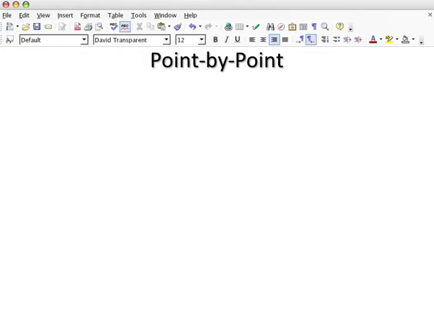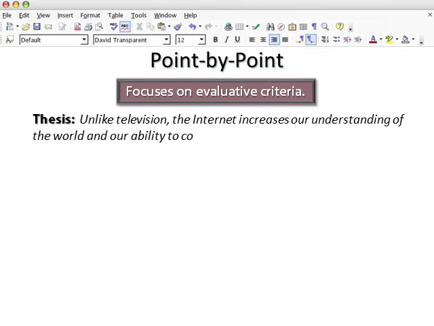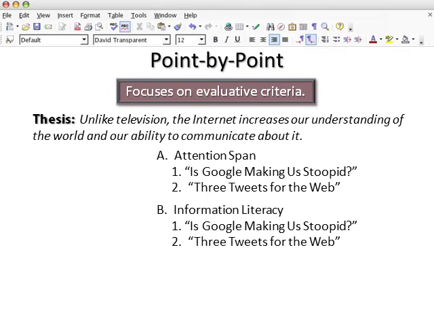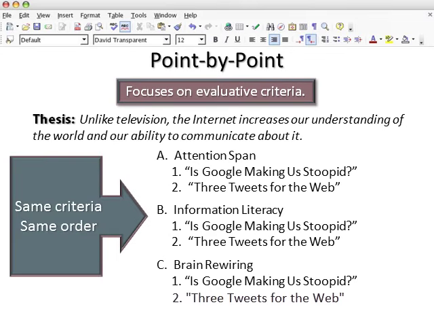A point-by-point pattern, on the other hand, provides a side-by-side analysis of the two essays. Note that the same criteria for discussion now have their own paragraphs: attention span, information access, and brain rewiring. Also note that "Is Google Making Us Stupid?" always comes first in the discussion, followed by "Three Tweets for the Web."